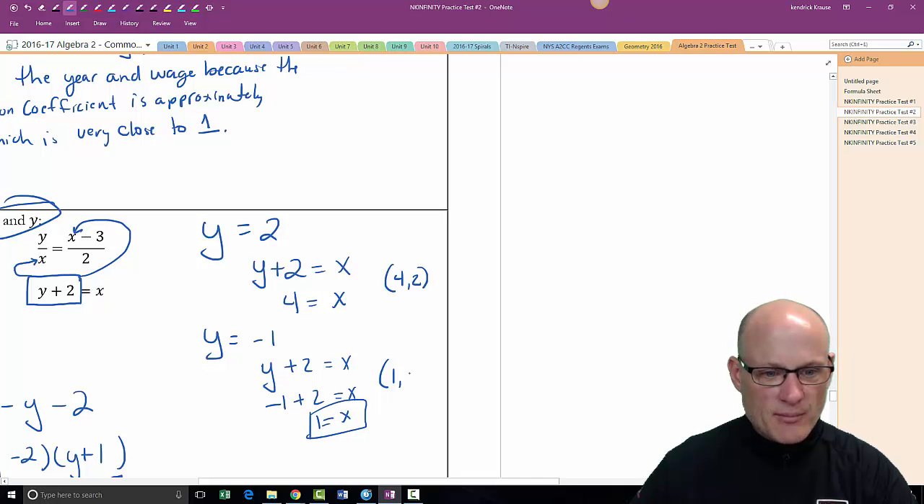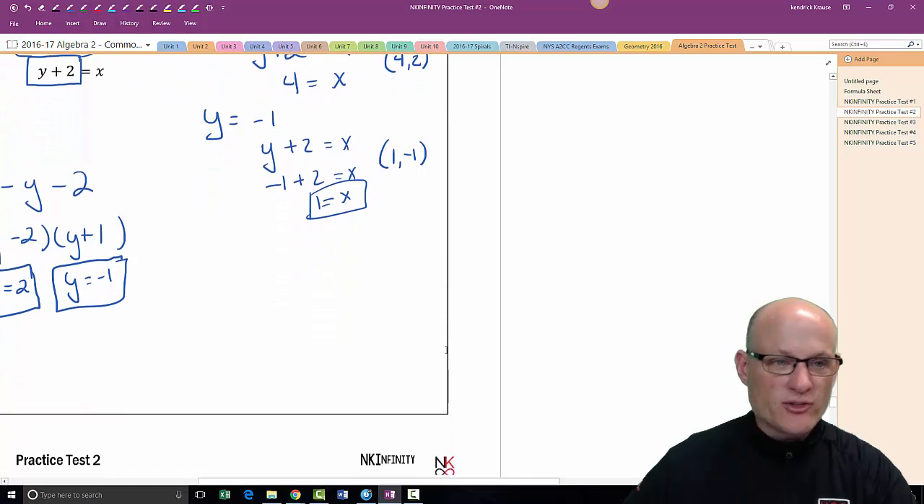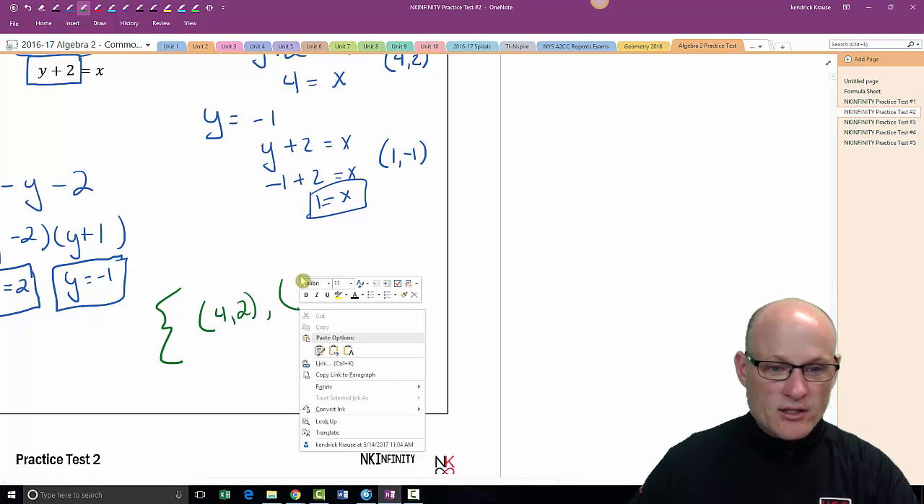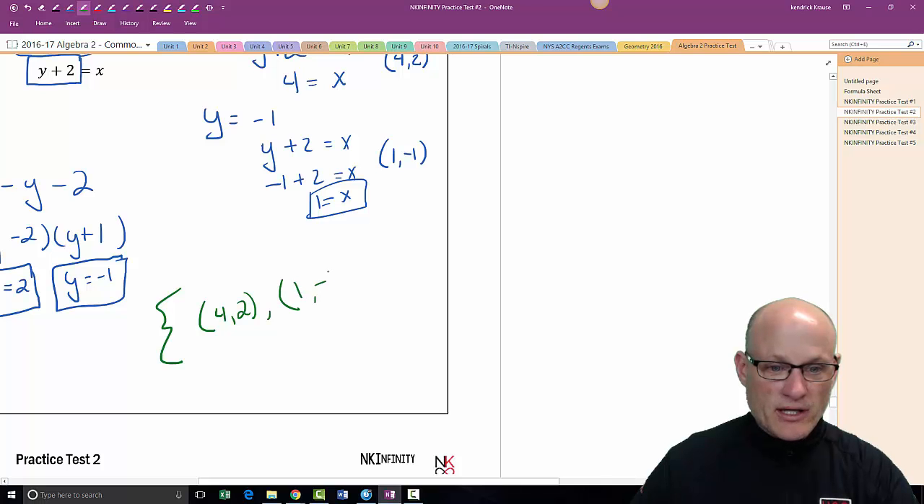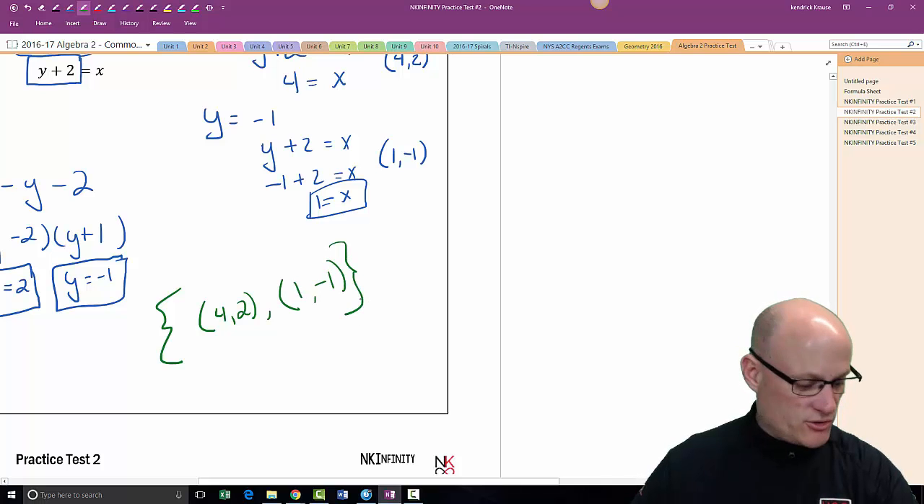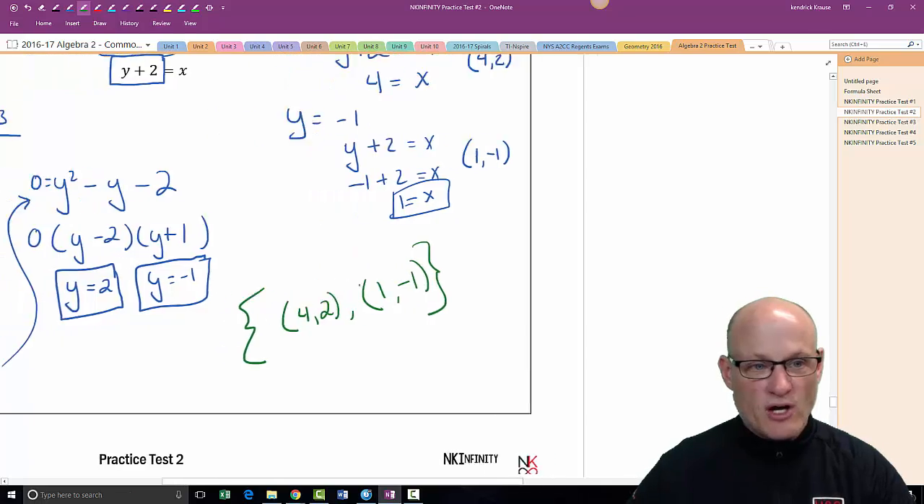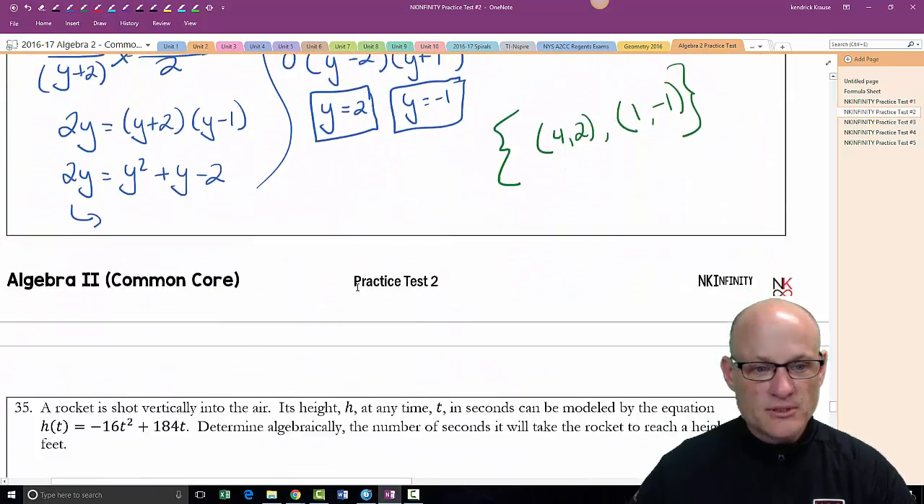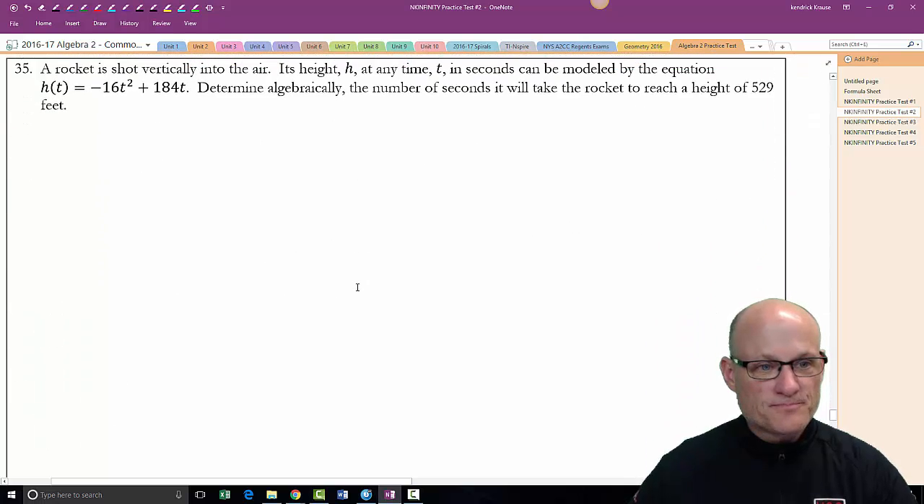So 1, comma, negative 1. So make yourself look professional. State your answers in a nice professional manner. Make your test look like it's been done by somebody that knows what they're doing. 4, comma 2 and 1, comma, negative 1. There's your two answers. Now, of course, you could have solved for x if you wanted to, but I did it that way. All right, 3 more left.